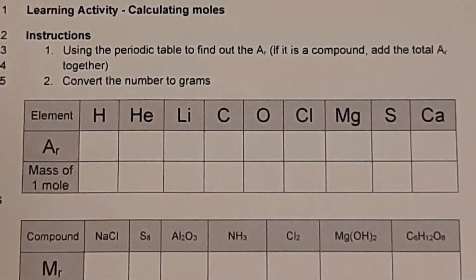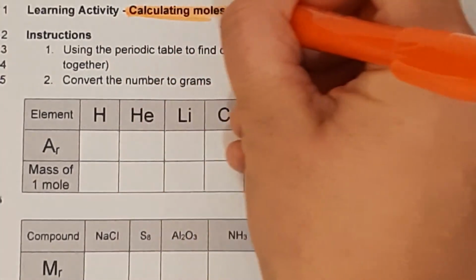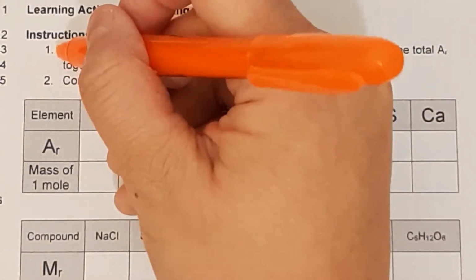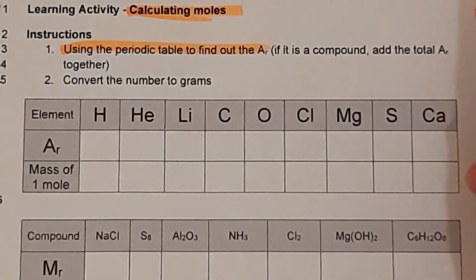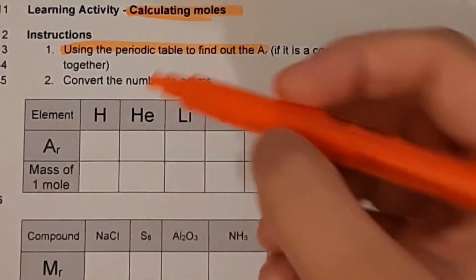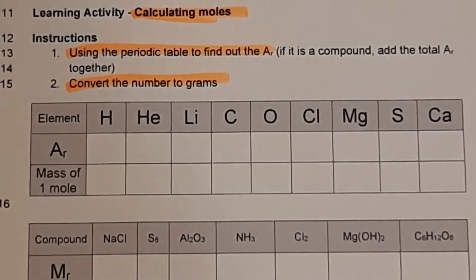Okay, welcome back. So, this learning activity, calculating moles. It's really easy. It's very much the same as what we've just done. So you're going to use the periodic table to find out the relative atomic mass, which if it's a compound, you just add together the total relative atomic masses and then convert the number to grams. Very similar to the little table above.